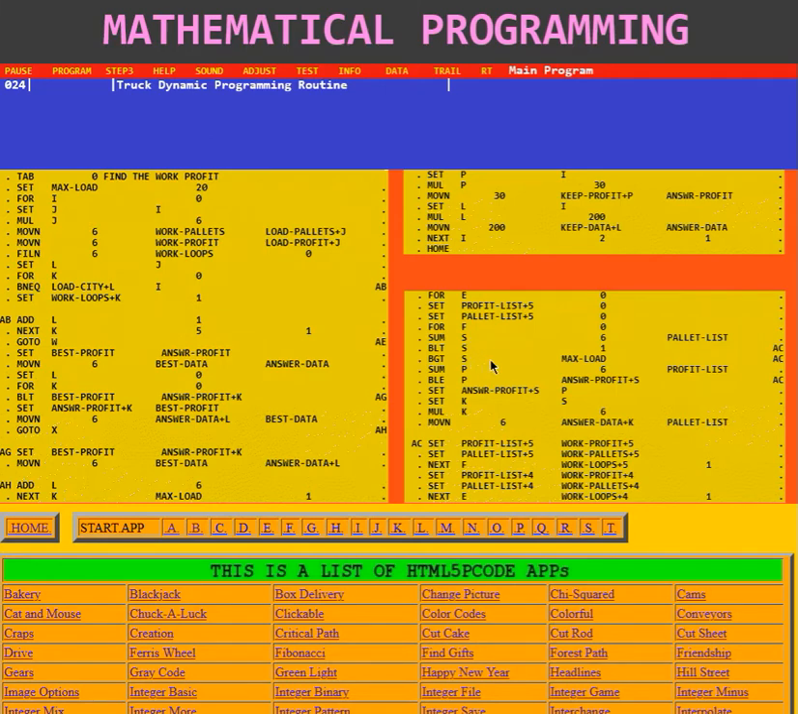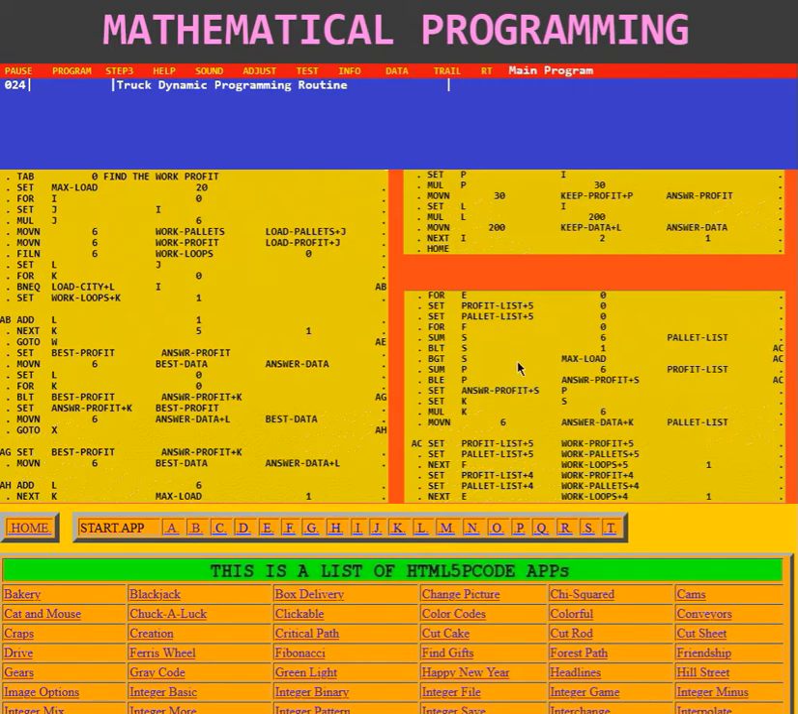Well, it needs to check if it's a valid solution. It doesn't want to save one that isn't, so it says branch if less, S is less than 1, meaning, well, there's no pallets in the solution, I don't want it. It goes down here to AC and doesn't do its work here. Also, if S is greater than the maximum load, which is the 20 pallets, it's not a valid solution either, so go to AC, go down here.